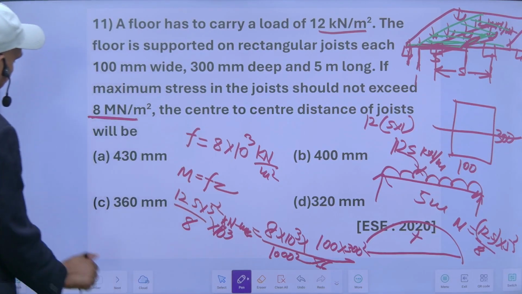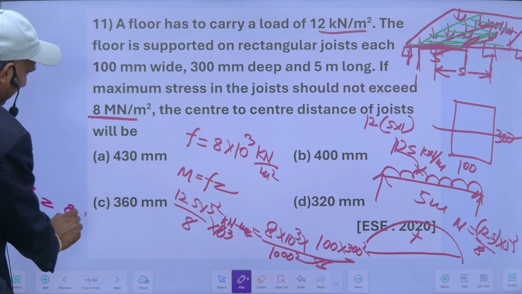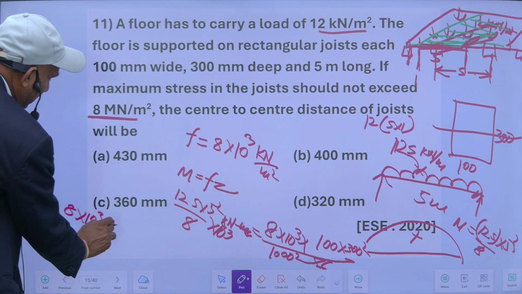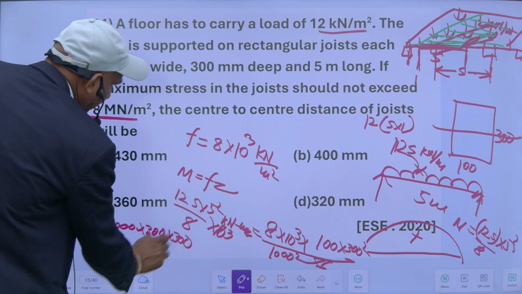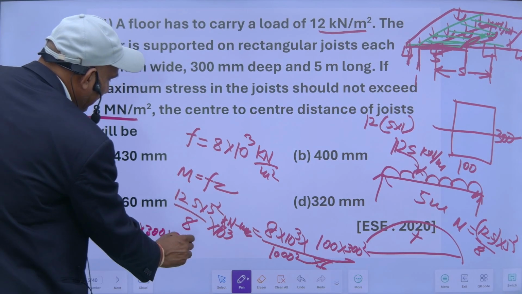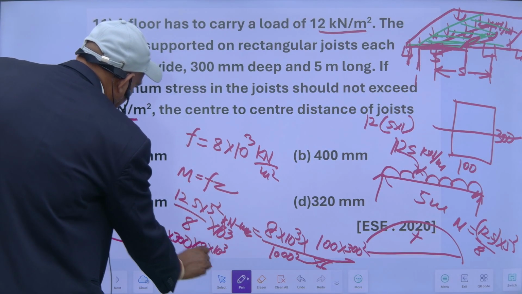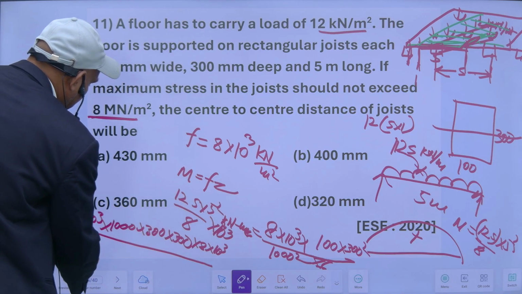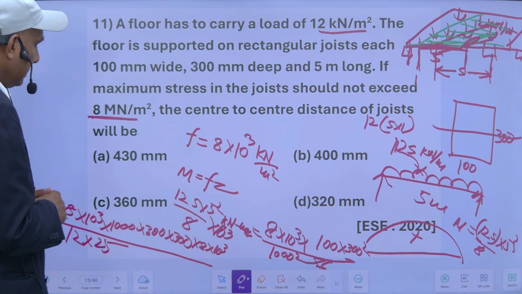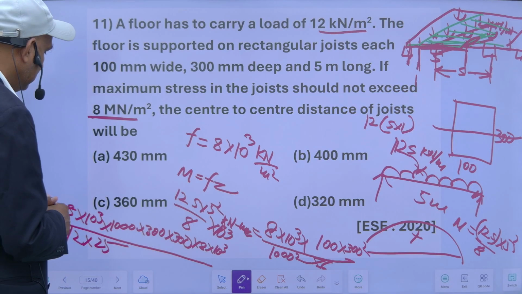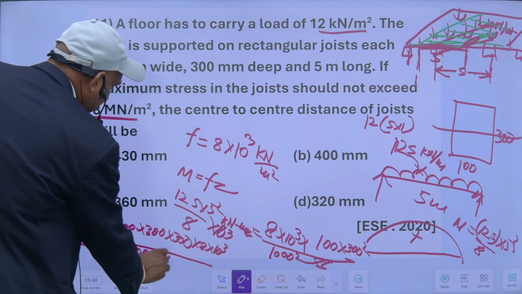So S will be 8 into 10 raised to the power 3 into 1000 into 300 into 300 divided by 12 into 1000 square into 6.